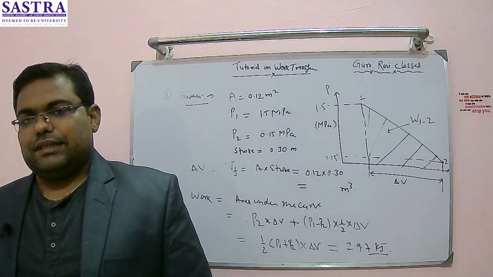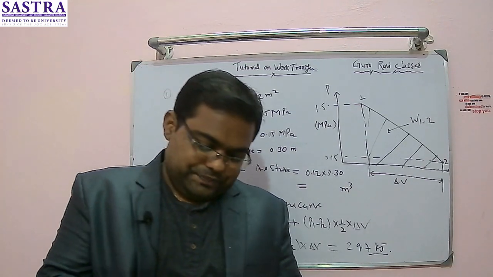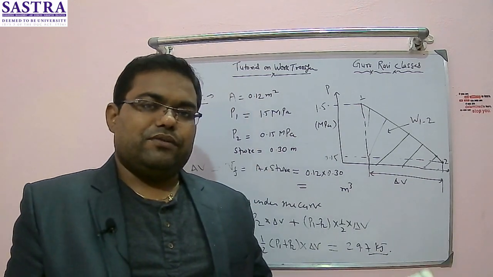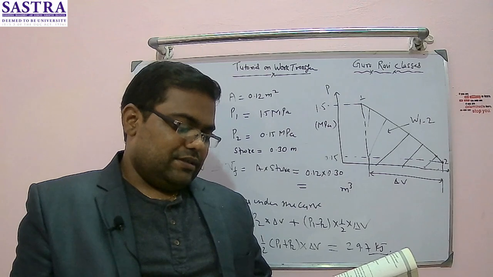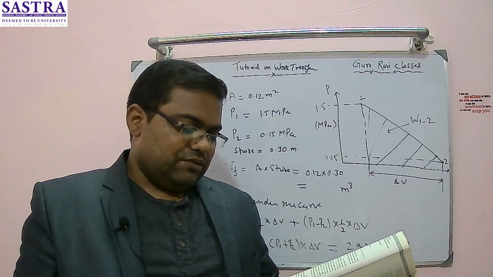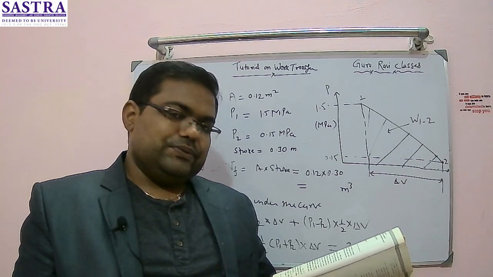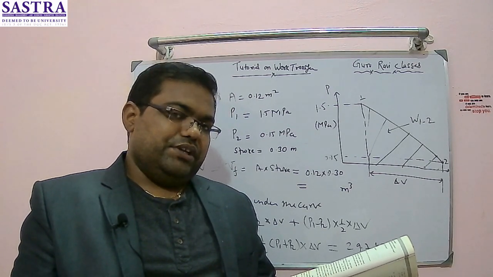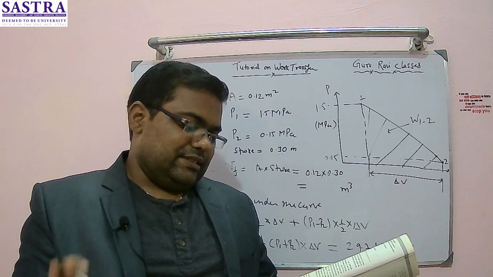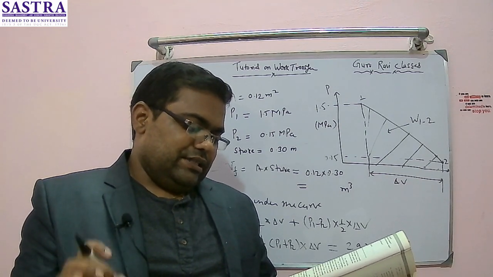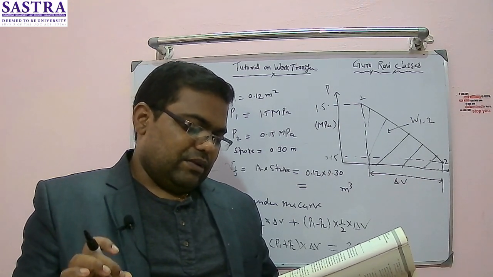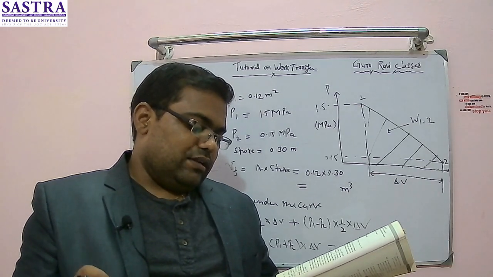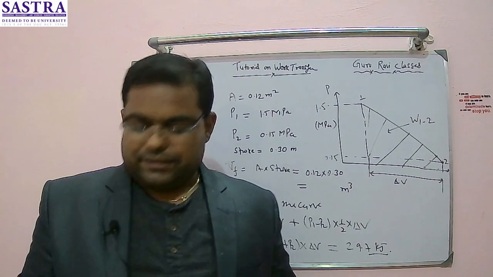So let's go for the second numerical problem in a similar way. Second numerical problem: a mass of 1.5 kilogram of air is compressed in a quasi-static process from 0.1 megapascal to 0.7 megapascal, for which P into V is equal to constant. This is a relation. The initial density of air is 1.16 kilogram per meter cube. Determine the work done by the piston to compress the air.